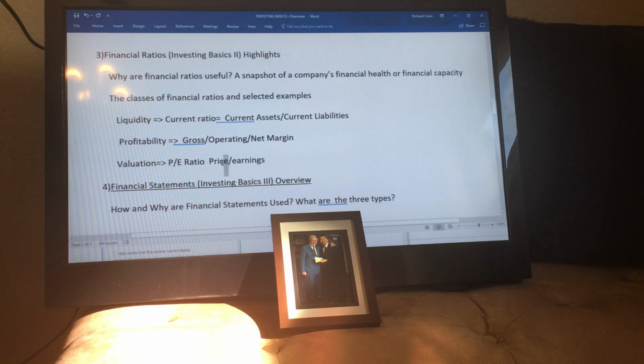The price is the market price, or what it trades at, and it's going to fluctuate. The earnings, obviously, for a given day, are fixed. The price will fluctuate for a given day. Earnings will not.